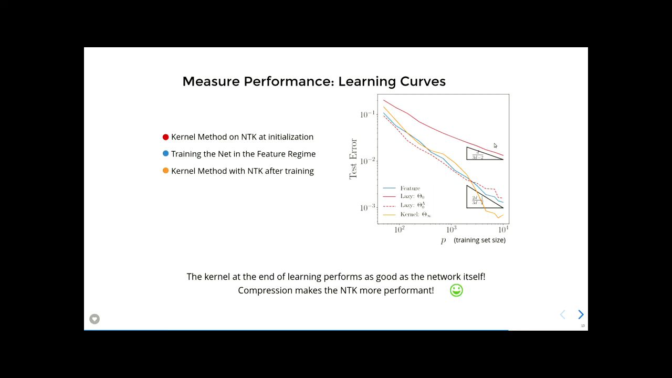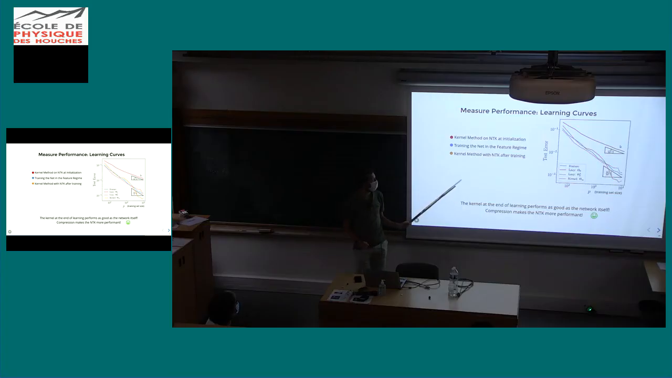So the observation I wanted to point out in this slide is that if we train the network, we compute the NTK at the end of training and then we train on a new dataset using a kernel method, the performance of the NTK at the end of training is as good as that of the network and much better than the one at initialization.